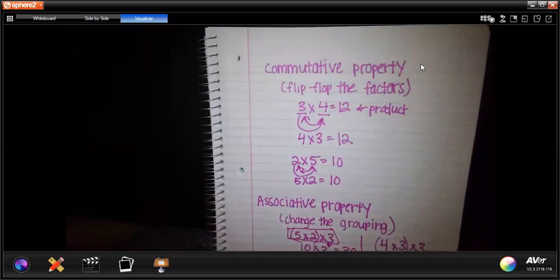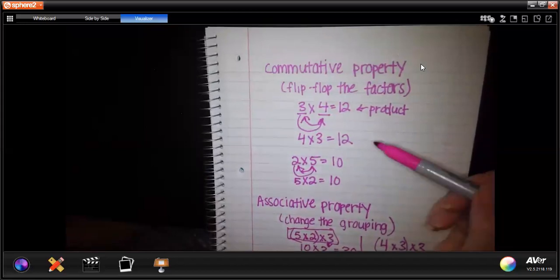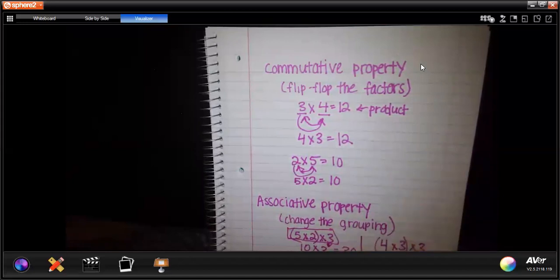Commutative property, you're flip-flopping the factors, and the product will always be the same no matter which order the factors are in.